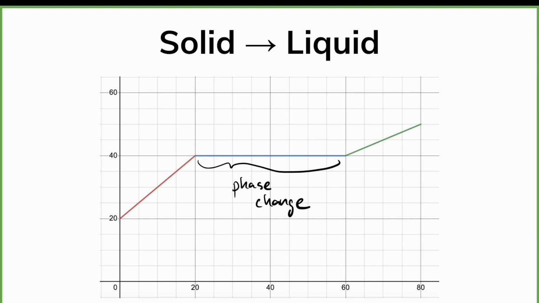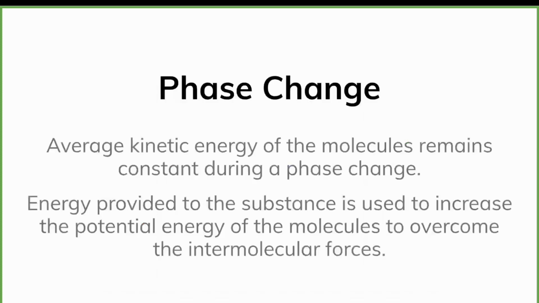So this is when a substance is either going from a solid to a liquid or a liquid to a gas. And what we find is while there's heat being provided to the substance, the temperature is not going up. And so we call that latent heat. The word latent means hidden. So the average kinetic energy of the molecules remains constant during this phase change. So that's why the temperature is not increasing.